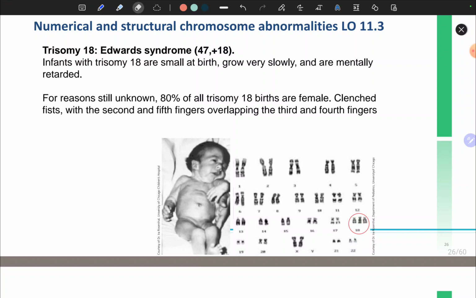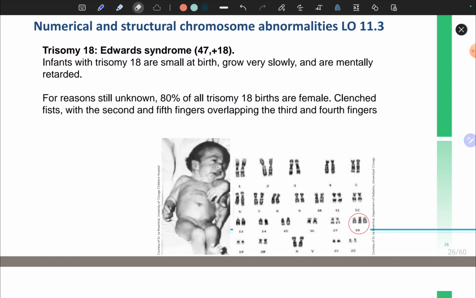So as you see here, we have, for reasons still unknown, 80% of all trisomy 18 births are female. Clenched fists, with the second and fifth finger overlapping the third and the fourth finger. These are congenital, and look here, we have number 18 is an extra.